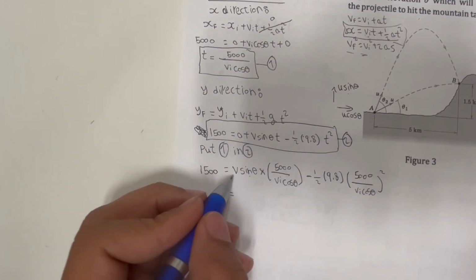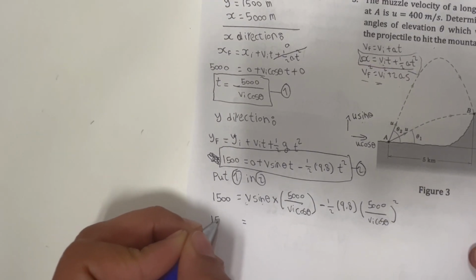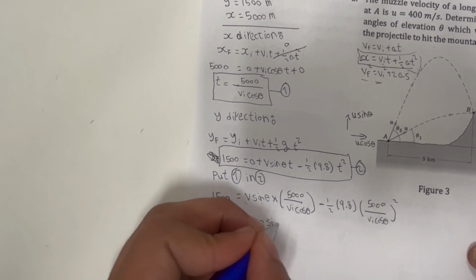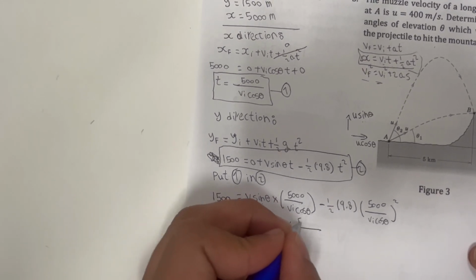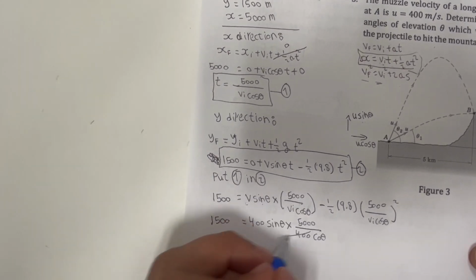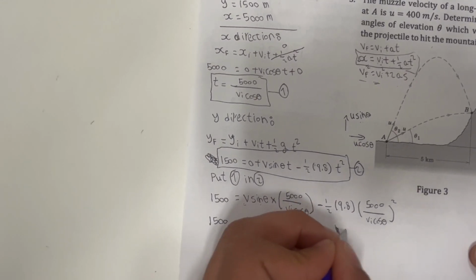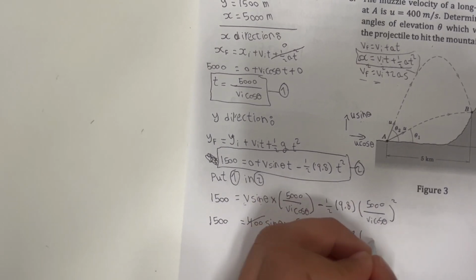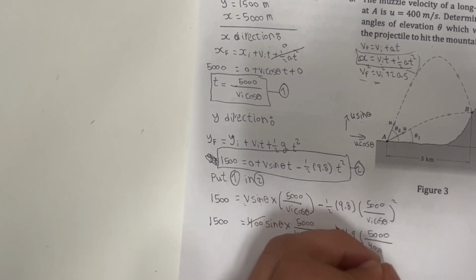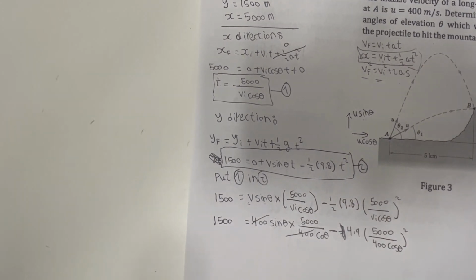Okay, let's write it down. We're going to move v. We have v already. V is 400, so 1500 equals 400 sine theta multiplied by 5,000 over 400 cosine theta. You see this 400 and 400 are going to cancel out, minus 4.9. Try to remove as many numbers as I can. 400 cosine theta squared.